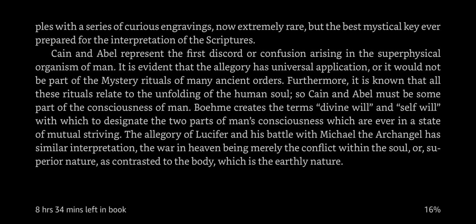Cain and Abel represent the first discord or confusion arising in the superphysical organism of man. It is evident that the allegory has universal application, or it would not be part of the mystery rituals of many ancient orders. Furthermore, it is known that all these rituals relate to the unfolding of the human soul. So, Cain and Abel must be some part of the consciousness of man. Boehme creates the terms "divine will" and "self-will," with which to designate the two parts of man's consciousness which are ever in a state of mutual striving. The allegory of Lucifer and his battle with Michael the archangel has similar interpretation, the war in heaven being merely the conflict within the soul or superior nature as contrasted to the body, which is the earthly nature, i.e., the sins of the flesh. Right?